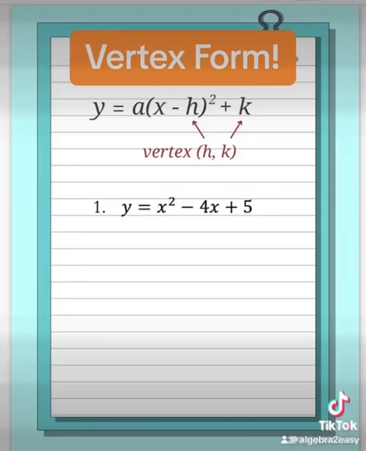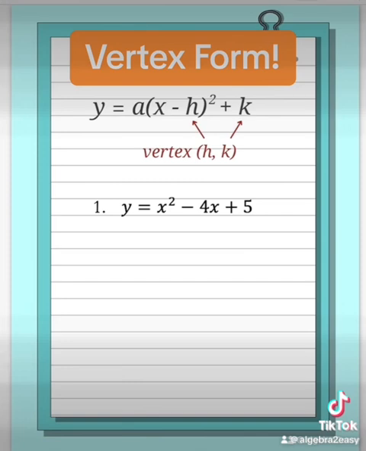Today we are going to rewrite quadratic equations in vertex form. Just as a reminder, vertex form is a times x minus h quantity squared plus k, and h and k are your vertex. Vertex form is really handy when we want to graph equations quickly and easily. So let's take a look at example 1 here.